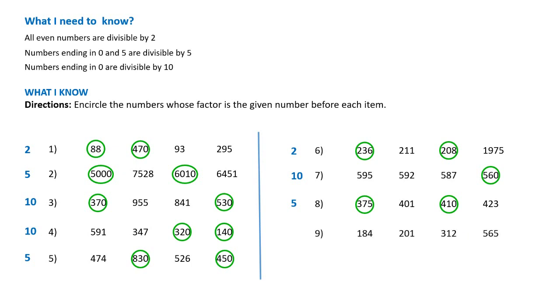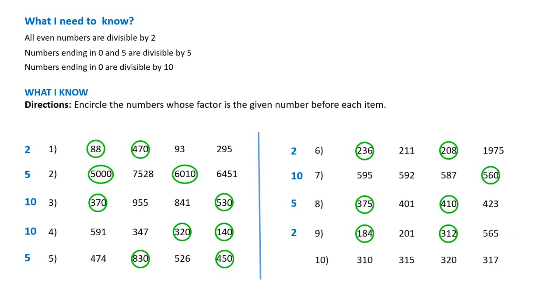The ninth batch, tingnan natin dito kung alin sa kanila ang divisible by 2. 184. 4 ang last digit number, so divisible siya by 2. 201. 1 ang last digit number, so hindi siya divisible by 2. 312. 2 ang last digit number, so divisible siya by 2. 565, 5 ang kanyang last digit number, so hindi siya divisible by 2.